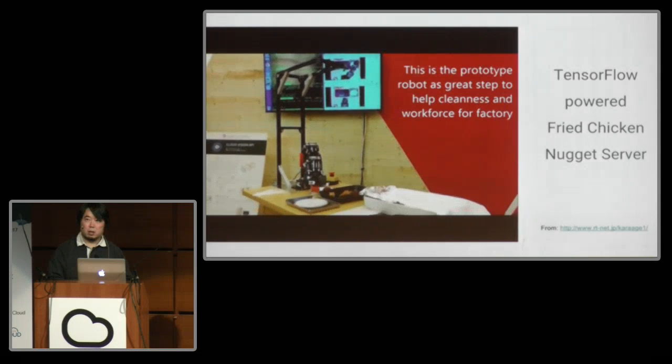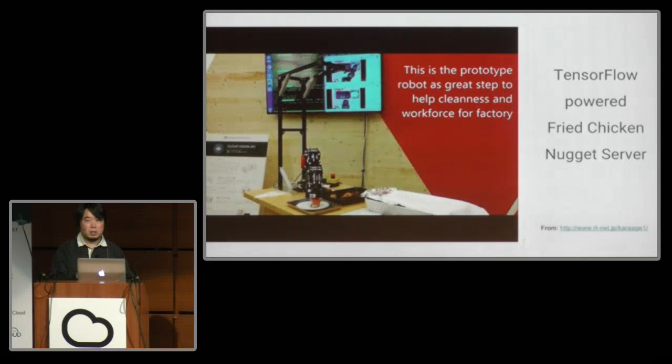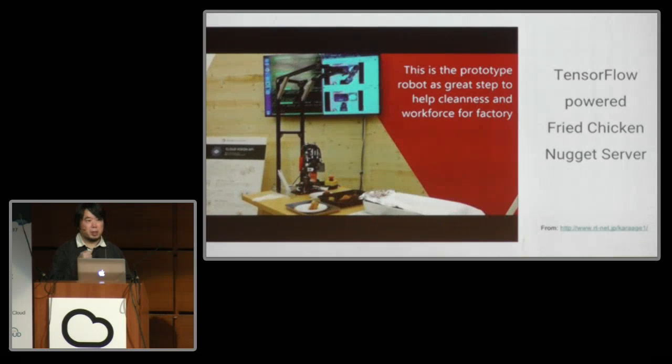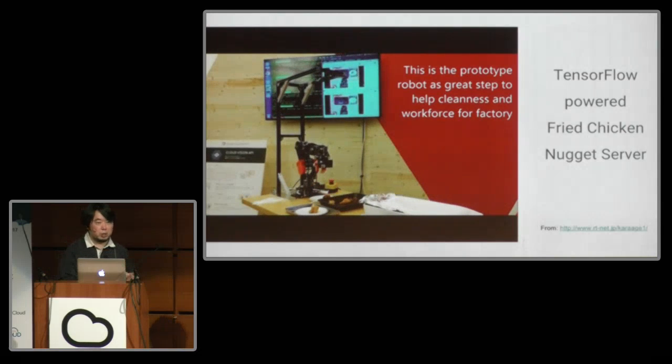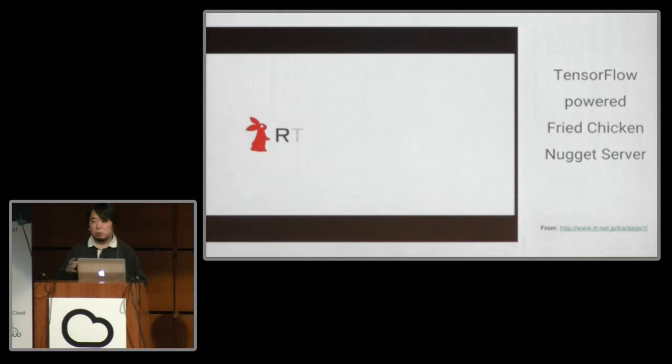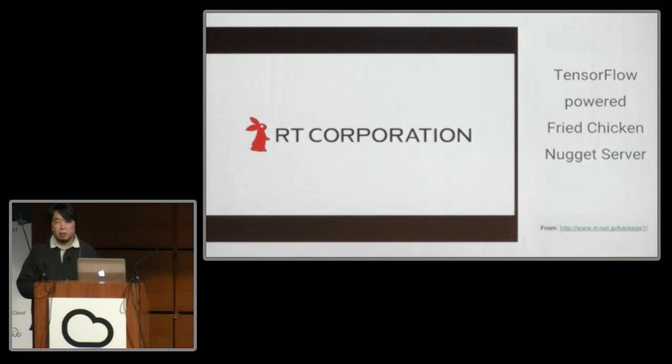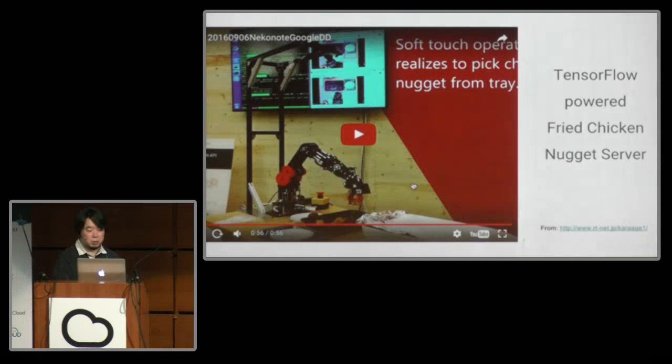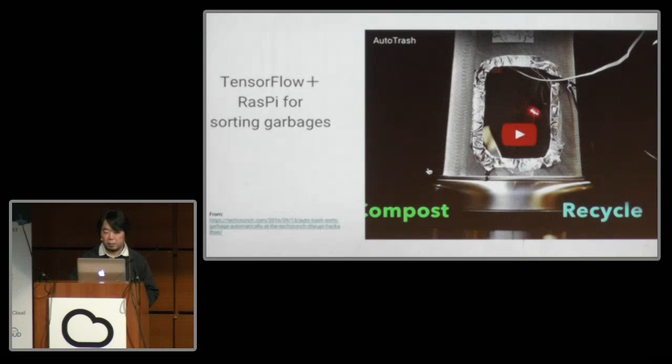The company's CEO actually cooked hundreds of chicken nuggets by herself and took photographs of them, and he trained the TensorFlow model using those photographs. They were able to build this demonstration in 2 weeks. And there are so many other funny use cases of TensorFlow, like sorting garbage. This is a garbage can with a Raspberry Pi and a camera that sorts out whether the garbage is recyclable or not.